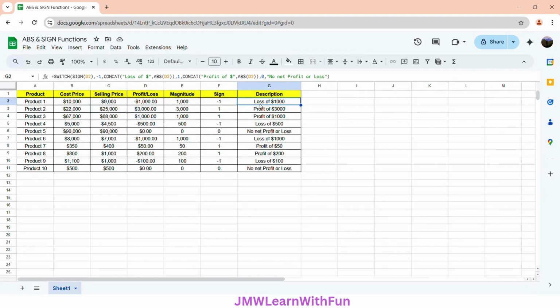With this, we have successfully learned how to use the ABS and SIGN functions in Google Sheets.